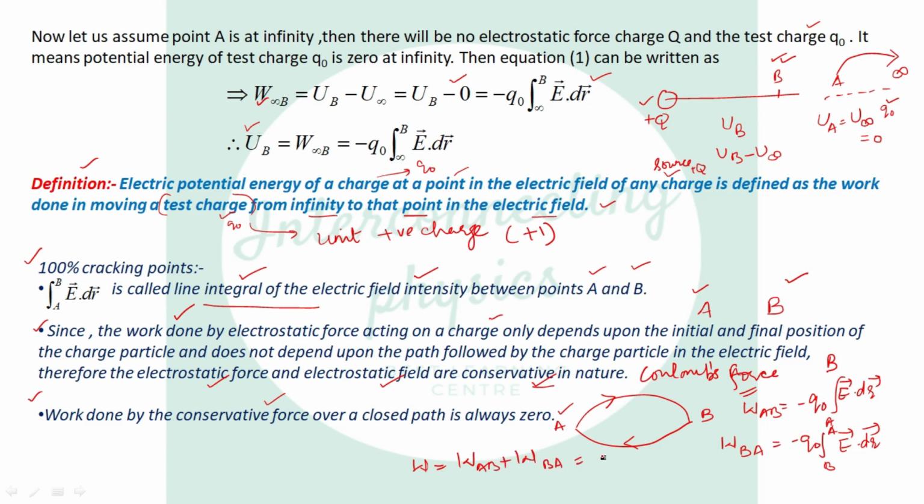Put the value WAB, which is minus Q naught integral from A to B of E dot dr. And what is WBA? It is minus Q naught integral from B to A. If we invert this integration, meaning the limits are B to A, if we do this from A to B, then minus and minus will be plus. That is Q naught integral from A to B of E dot dr. Then it will cancel out and total work done will be 0. So work done by a conservative force over a closed path is always 0.